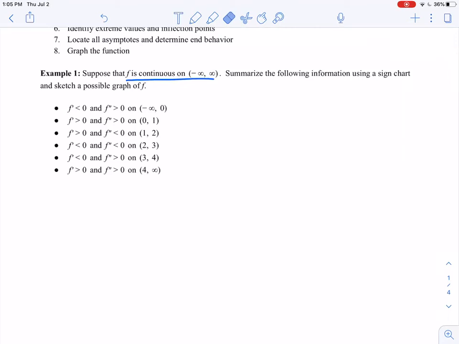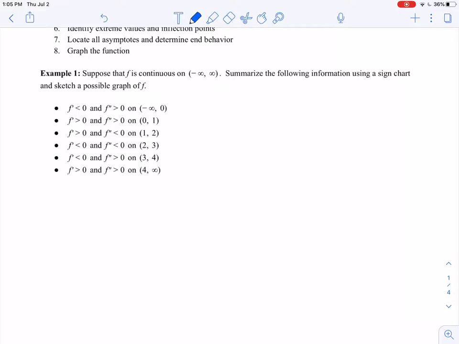And I'm kind of oversimplifying it a little bit, because we do need to take this information and digest it and see what it means. Write it in a way that's a little bit easier to understand, a way that makes more sense. And in particular, I'm going to use a sign chart. I think that's incredibly helpful.